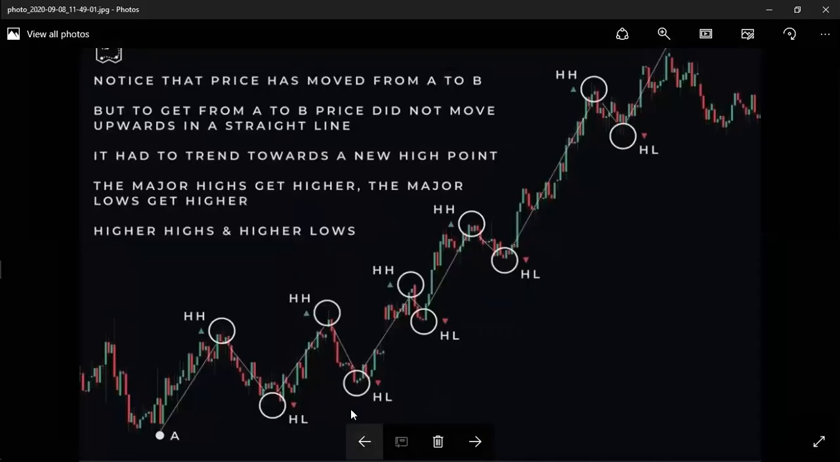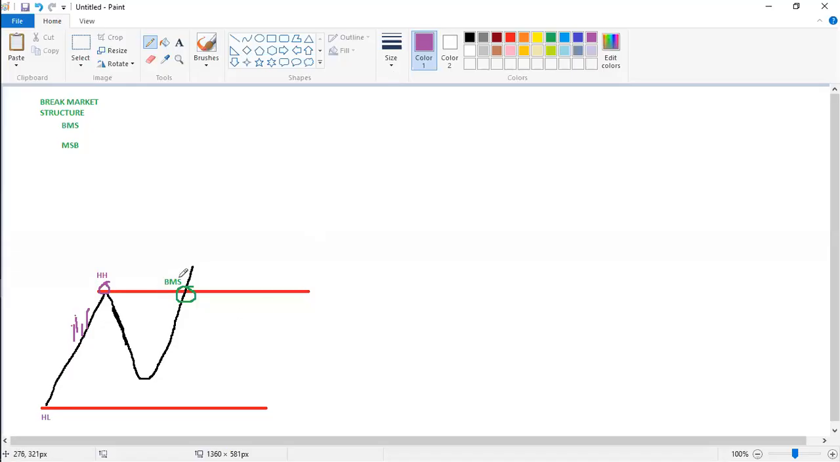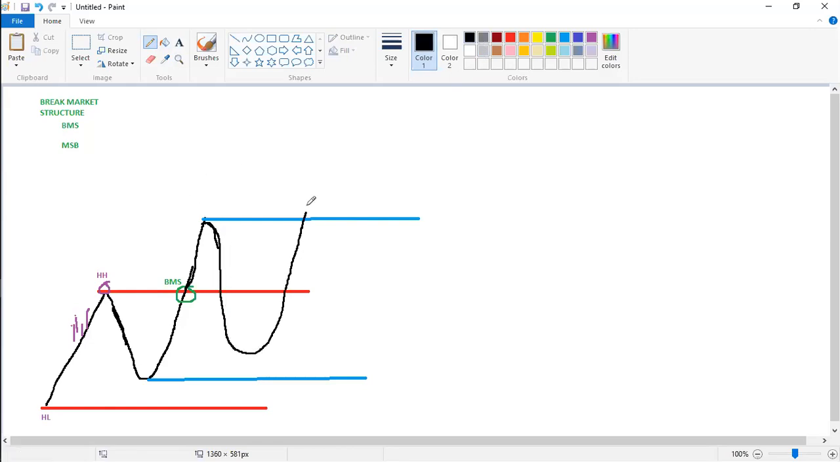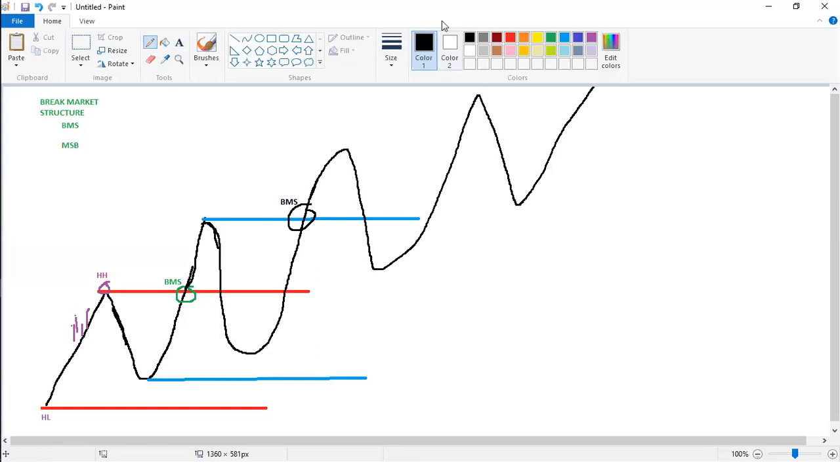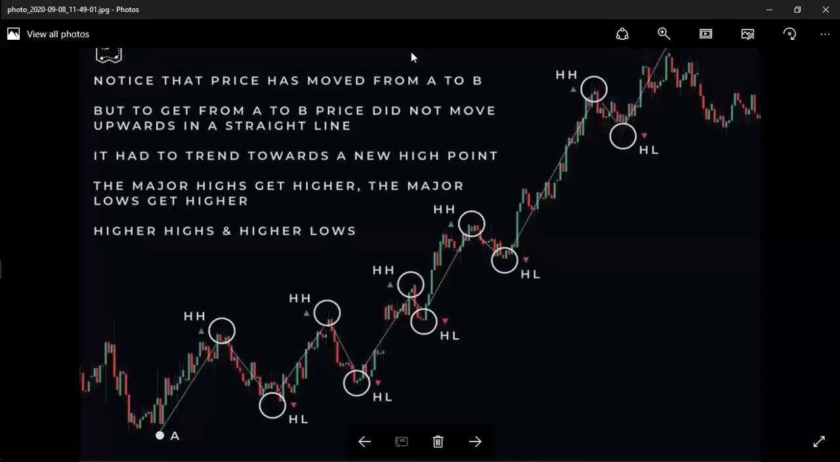So now if we look back, we also have this chart here. When you see your BMS, then price goes up, makes a new higher high. Once they make a new higher high, take your trend line. Now this is your higher low, and this is the new higher high. You wait for price to come back down to make a higher low. Then again, BMS. And price continues like that. Higher high, higher low, higher high, higher low. That's the uptrend.